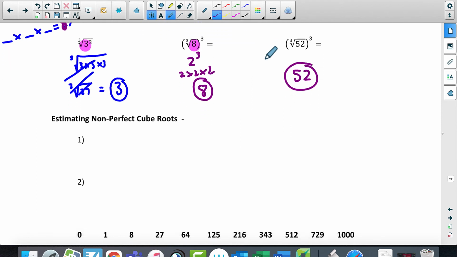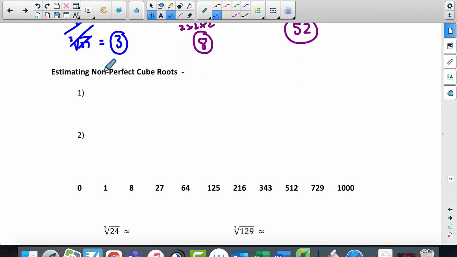Okay, estimate a non-perfect cube root. So maybe before we talk about non-perfect cube roots, we should make a list of perfect cubes. Remember we had a list of perfect squares, numbers like 1, 4, 9, 16, 25, 36, 49, 64, 81, 100, right? Maybe we should make a list of perfect cubes too. Hey, what do you know? I've already done it right here. These are a list of perfect cubes.